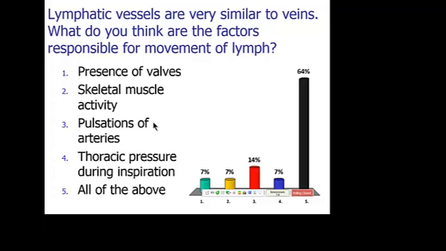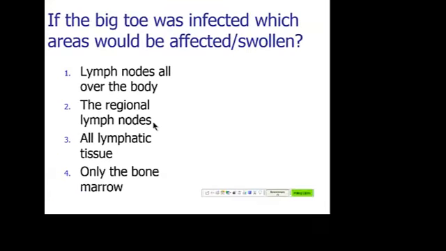Same thing happens with lymphatic vessels. Large lymphatic vessels tend to lie close to the artery. So the thoracic duct, for example, lies very close to the aorta. So aortic pulsations help to send the lymph up, okay? Okay, if the big toe was swollen, which areas do you think would be affected?